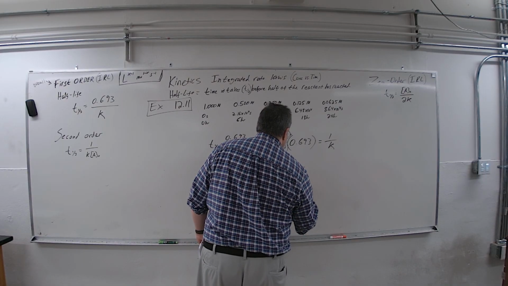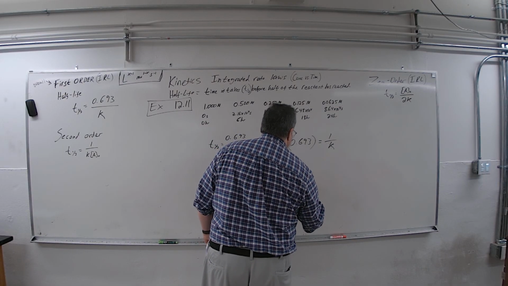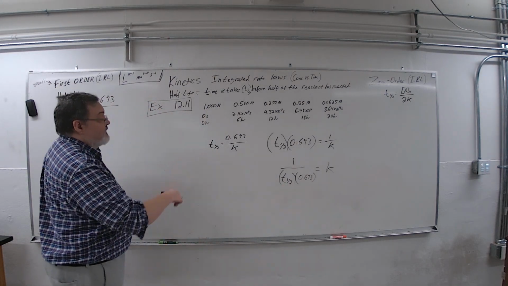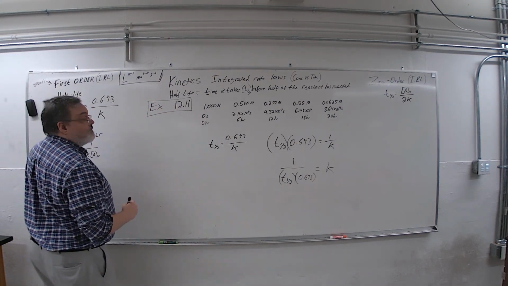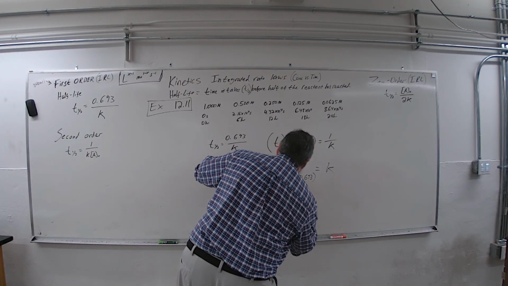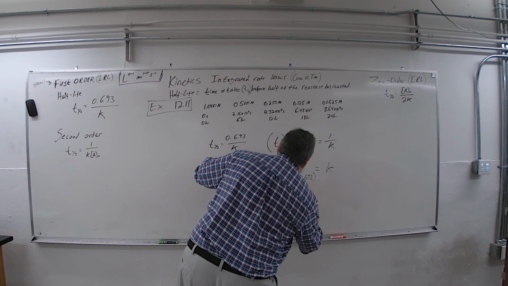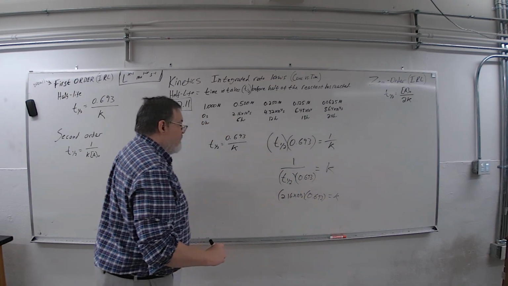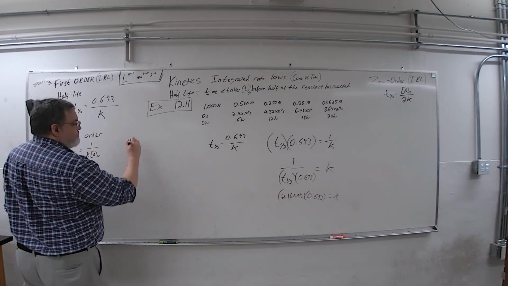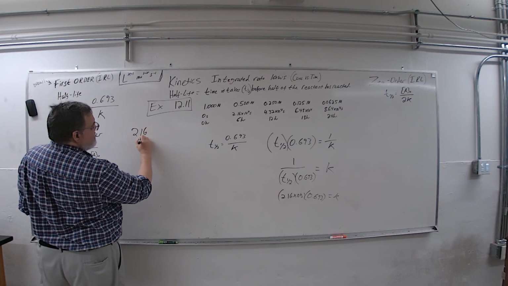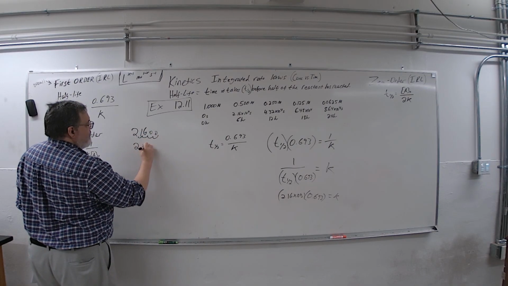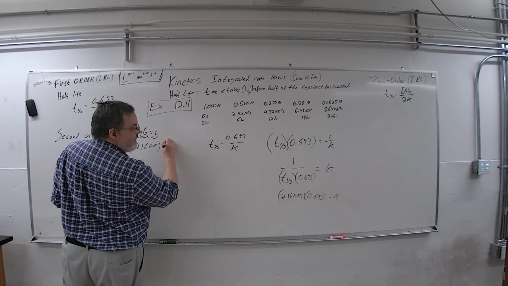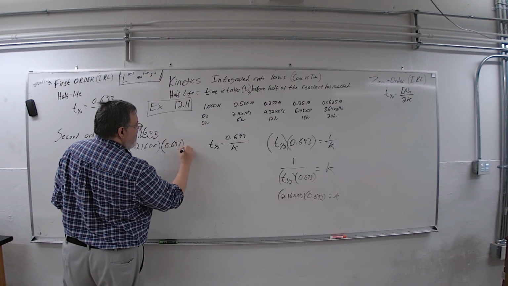And then I'm just going to solve. I'm going to plug in those seconds. 2.16 times 10 to the 4 seconds times 0.693 equals K. So 2, 1, 6, 1, 2, 3, 4 seconds times 0.693 equals K.